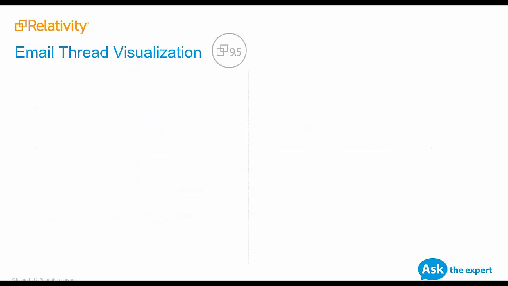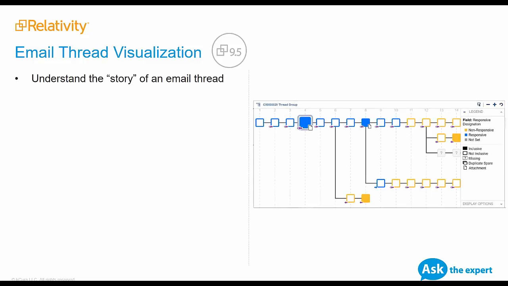But now email thread visualization gives a new tool to visualize your email thread data. It's going to help you understand the story of your email thread by seeing the branches, where items branch off, where the conversations are happening. It's going to help you easily and quickly navigate to other emails in the thread.